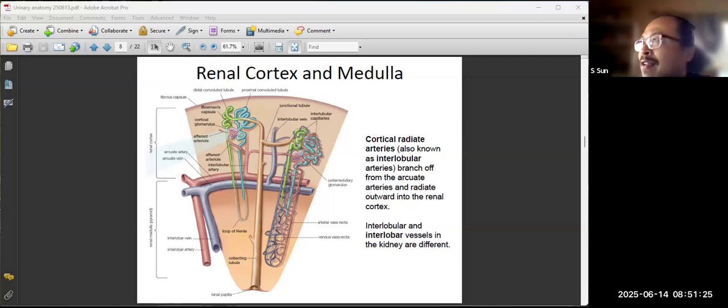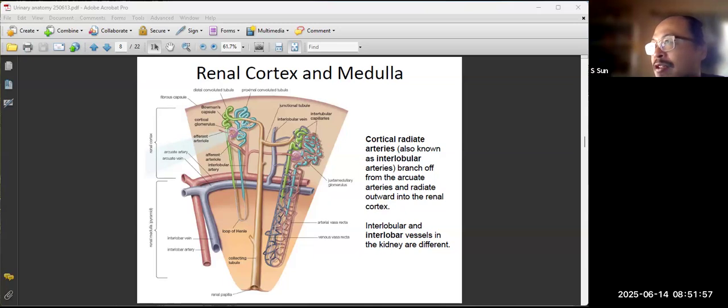The beginning of that nephron has a name. This name is called Bowman's capsule. That's the beginning of this tube. And the terminology is that Bowman's capsule is the beginning of the urine. However, before it transports the urine into the minor calyx, it needs to go through several turns. The very first turn is called the proximal convoluted tubule.